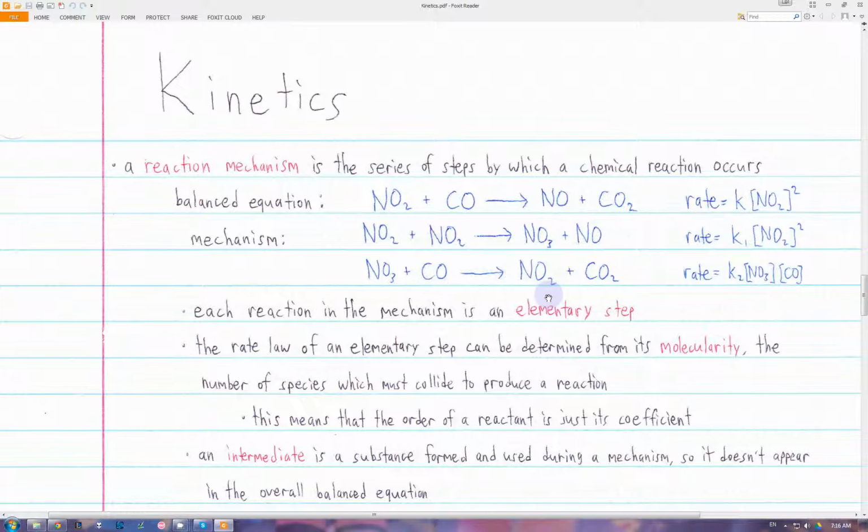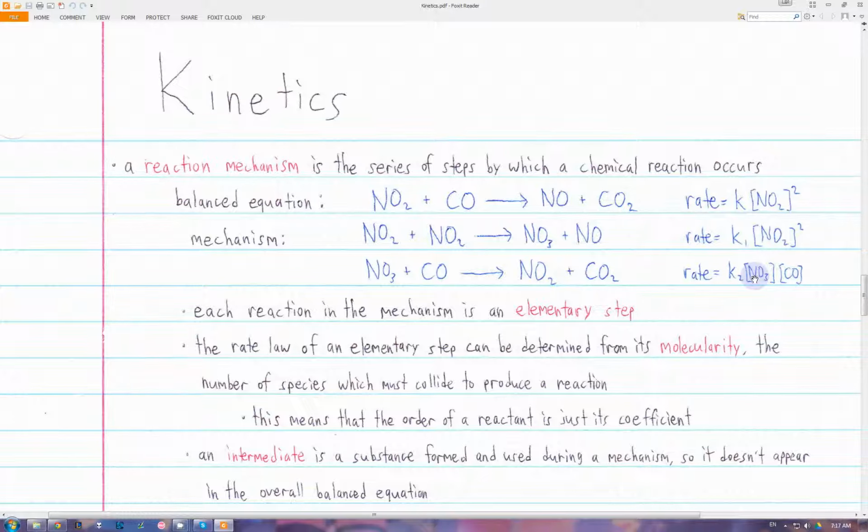So in an elementary step, the order of a particular reactant in the rate law is just going to be how many of that molecule has to collide. In other words, the order in the elementary step is just the coefficient of that reactant. So in this elementary step, it would just be 2 NO2, so the order in the rate law is NO2 to the second power. And here we have one of each of these molecules, so the order of both reactants is 1.